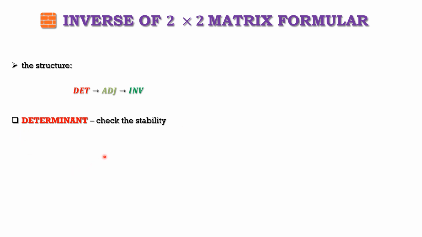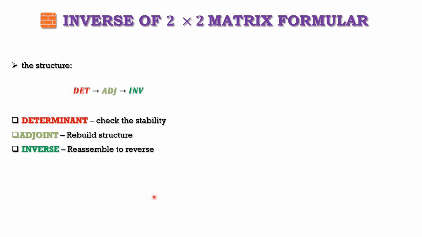So the determinant checks the stability of the matrix, and the adjoint rebuilds the structure of the matrix. Then the inverse reassembles to reverse everything that you've done.